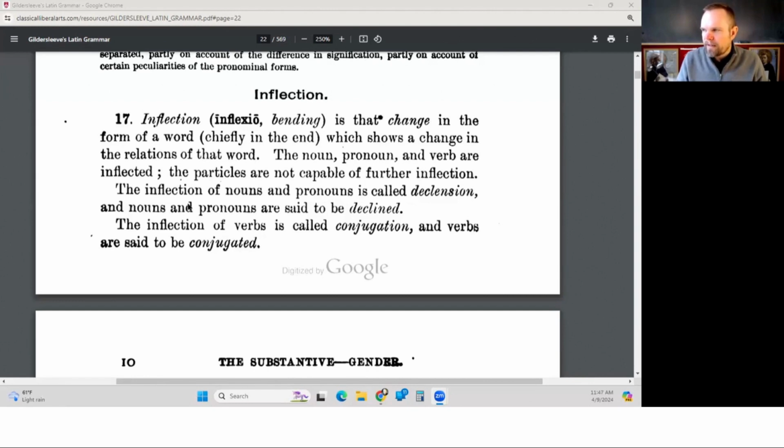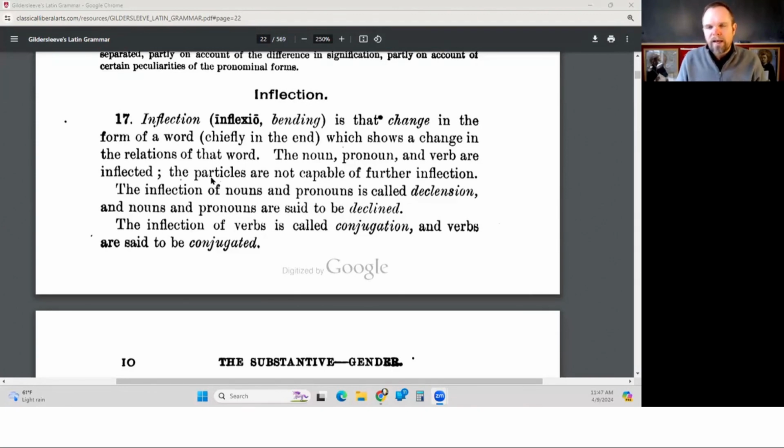So inflection is the bending or changing of the form of a word, chiefly in the end. Usually the changes take place at the end of the word, which shows a change in the relations of that word to the other words or ideas in a sentence. The noun, pronoun, and verb are inflected. Particles are not capable of further inflection. So this is why particles are all lumped together. Particles are lumped together because they're not inflected. They don't change forms. Nouns, pronouns, and verbs are inflected.